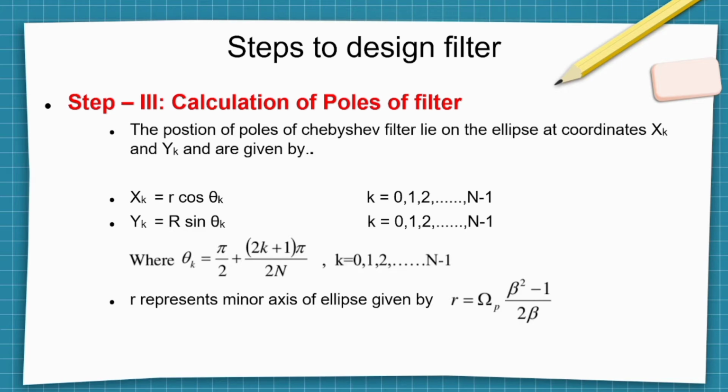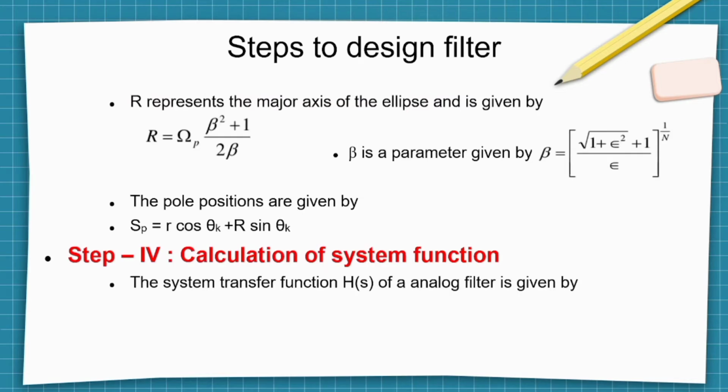Small r represents the minor axis of the ellipse, given by r is equal to omega p (beta square minus 1) by 2 beta. Capital R represents the major axis of the ellipse and is given by capital R is equal to omega p (beta square plus 1) by 2 beta. Here beta is the parameter which is given by (root over 1 plus epsilon square plus 1 by epsilon) whole power 1 by n. Here n is the order of the filter. The pole positions are given by Sp is equal to small r cos theta k plus j capital R sin theta k. The various values of theta k are computed before and are substituted to form the poles.